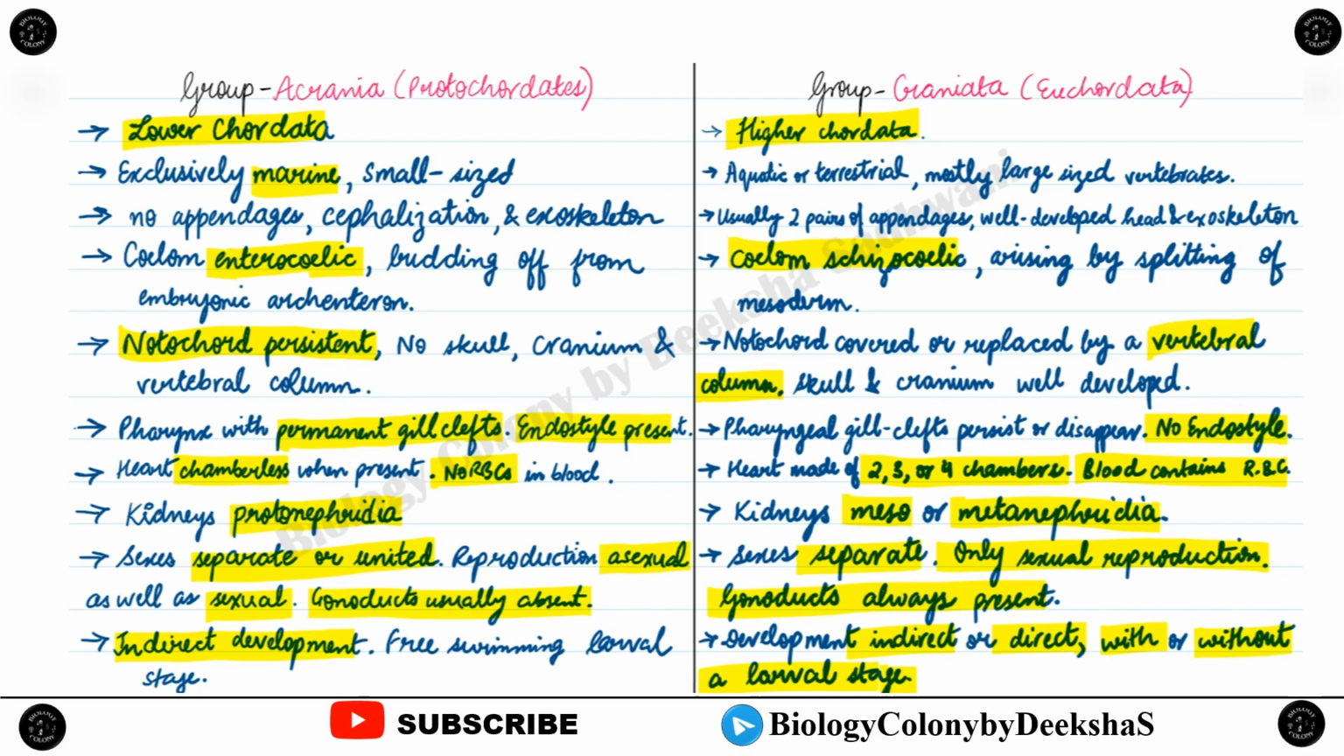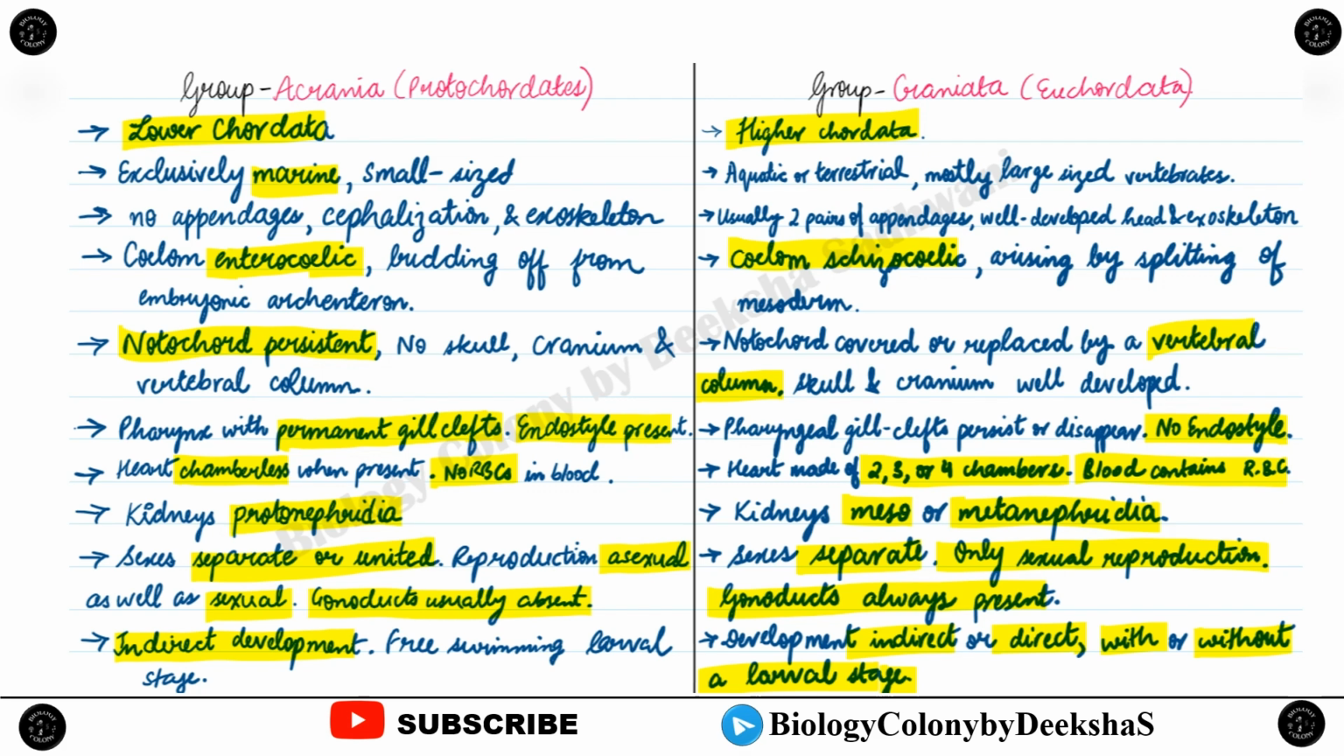Kidneys are protonephric type or they are protonephridia in acrania, while kidneys are meso or metanephridia in craniata. Protonephridia are the primitive type of kidney that is developed way before, and then mesonephridia develops, then metanephridia is the advanced or last stage.